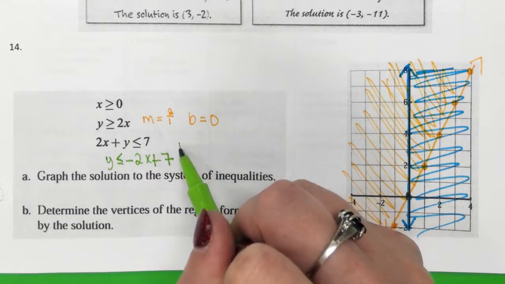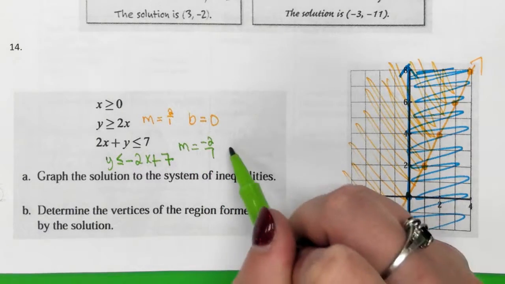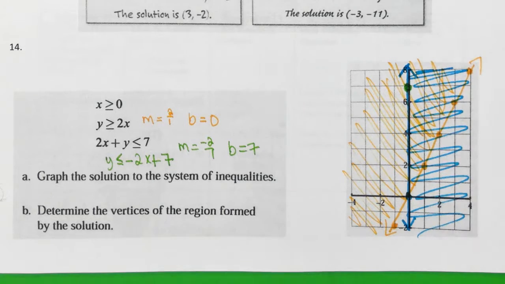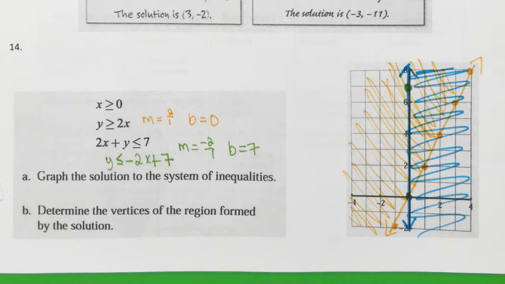What's your slope? Negative 2 over 1. Yeah. And your y-intercept? Beautiful. So we're going to go up 7. What does our slope tell us to do? Go down to the right one. Down 2 and right 1. Perfect.